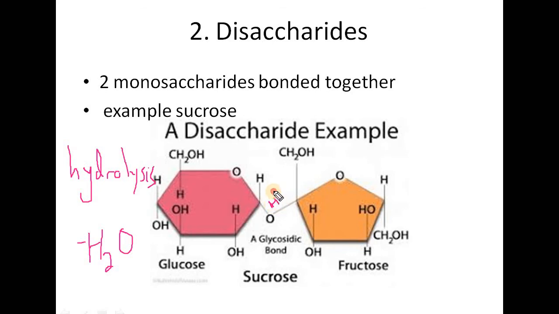and a hydroxyl group from here. Okay, they will bond together to make what? To make the water molecule. That's why we call it hydrolysis, because we are taking what? A water molecule out of this, and a bond will form between this OH and this one. So we will have this bond. So this is what? This is a disaccharide. Okay, girls?